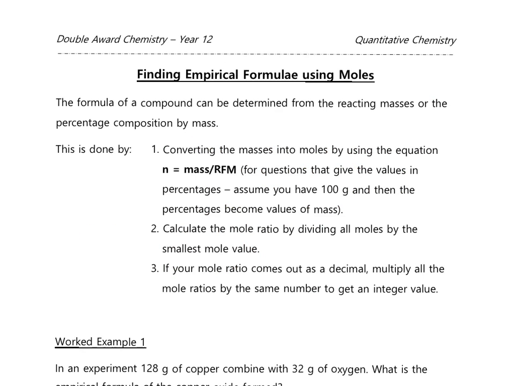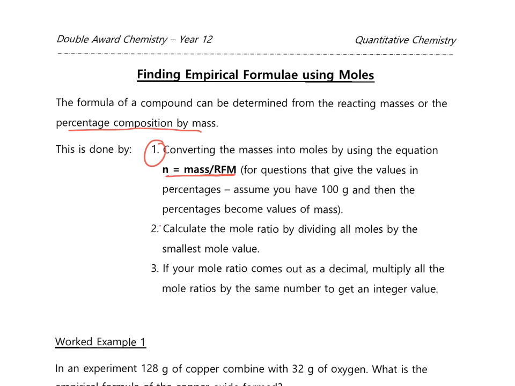The next part of the topic looks at finding empirical formula using moles. In these types of questions, you will simply be given the mass of each element in a formula, or you could be given it as a percentage composition by mass. And very simply, we have 3 steps here. We have to convert our masses into moles using our equation n equals mass over RFM. And for questions that give you the masses as percentage compositions, you just have to assume that you have 100 grams. And so that means then the percentage values become values of mass.